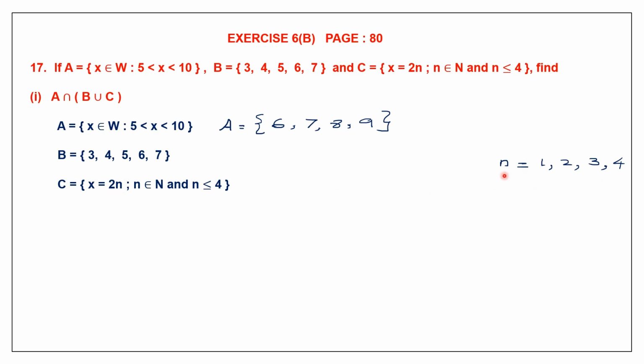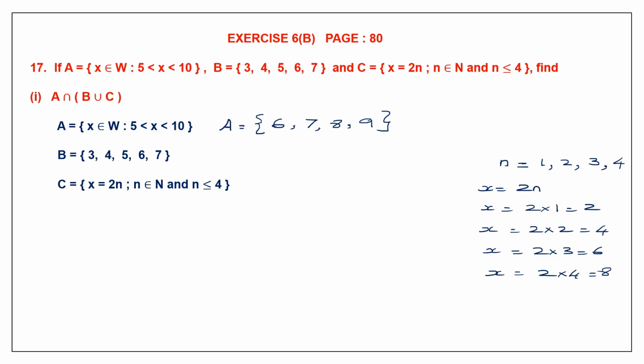That means we should say 2 into n, that is 2 into 1, 2 into 2, 2 into 3, 2 into 4. So let's find the value of x. X is 2n. That means x is equal to 2 into 1, which is 2. X is equal to 2 into 2, 4. X is equal to 2 into 3, 6. X is equal to 2 into 4, 8. So what are the values of x here? 2, 4, 6 and 8. So let's write out all the elements here of set C. Set C, the elements are 2, 4, 6 and 8.